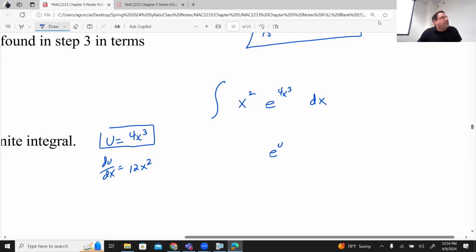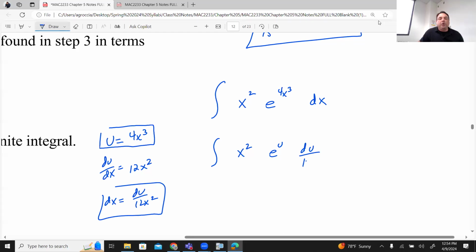Instead of e to the 4x to the third, I'm going to make it e to the u. Now, again, you could have made all of that u, but then taking the derivative of that would have been more complicated. The whole thing would have been more complicated. It just doesn't work, right? Then this is going to be dx equals du over 12x squared. So this is going to be the integral of x squared du over 12x squared. I'm going to pause there and let you finish that off.